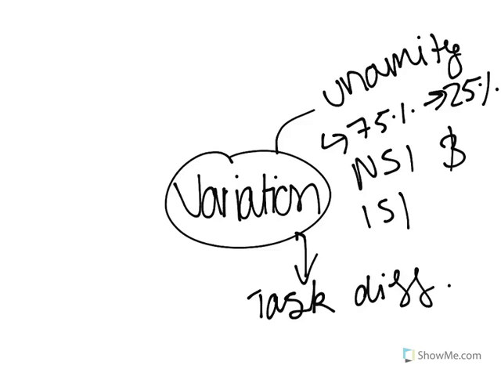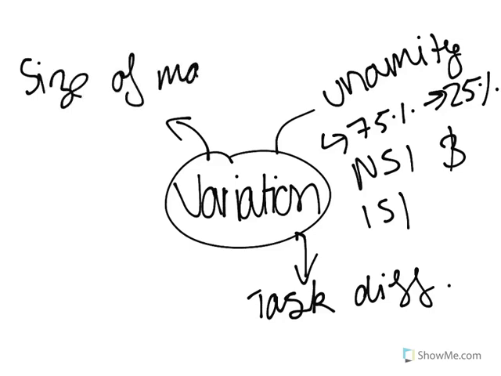And next up, we've got task difficulty. This is literally as easy as it is. The more difficult or unclear the task was, the more conformity. That is literally it. Then there was also size of majority.